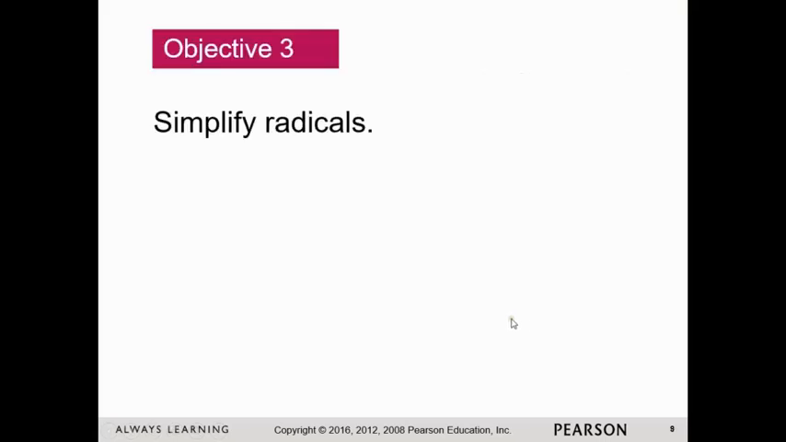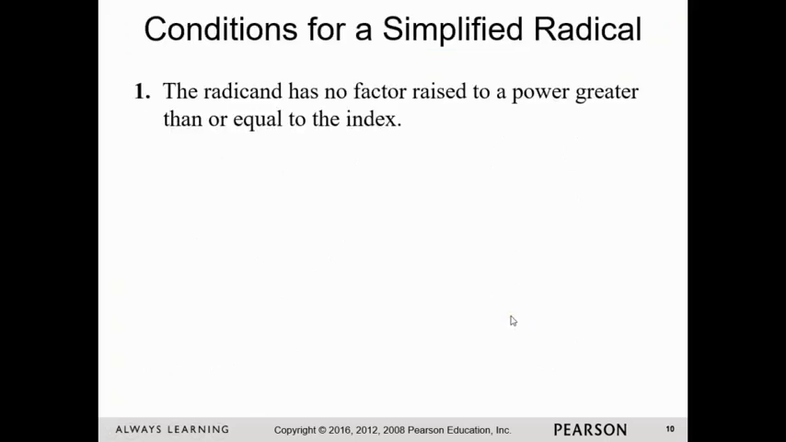All right, so here we are, objective 3, simplifying radicals. I'm going to take you through the conditions for simplifying a radical. This is the best place to start. Now, these conditions are going to be a little confusing as we present them, but I think they'll become more clear as we actually simplify these radicals following these rules.